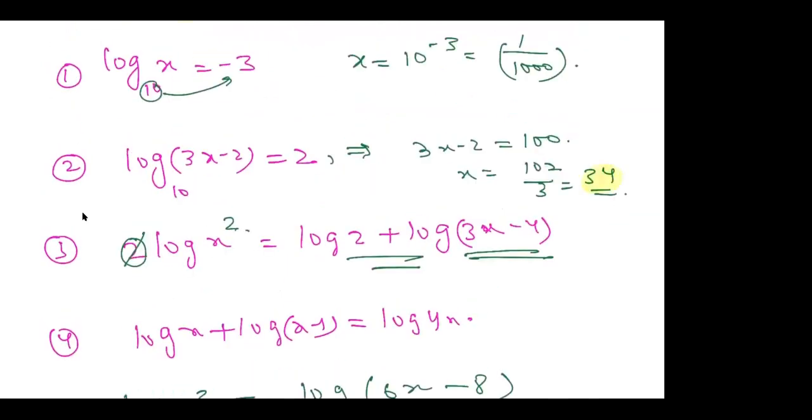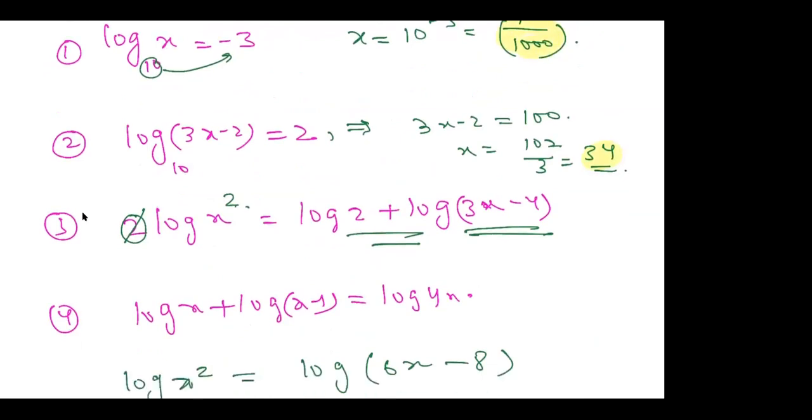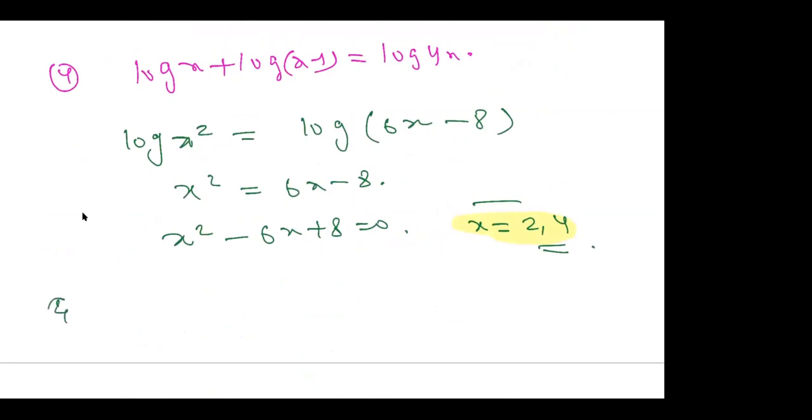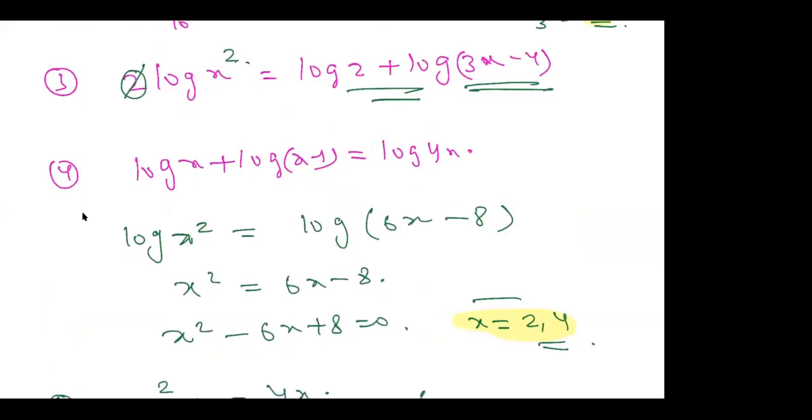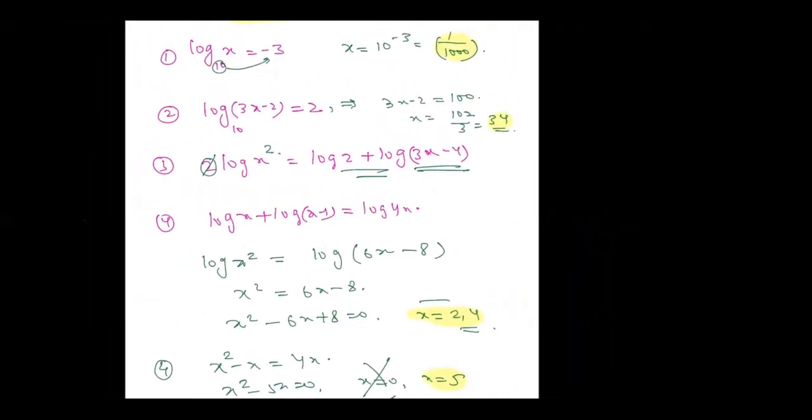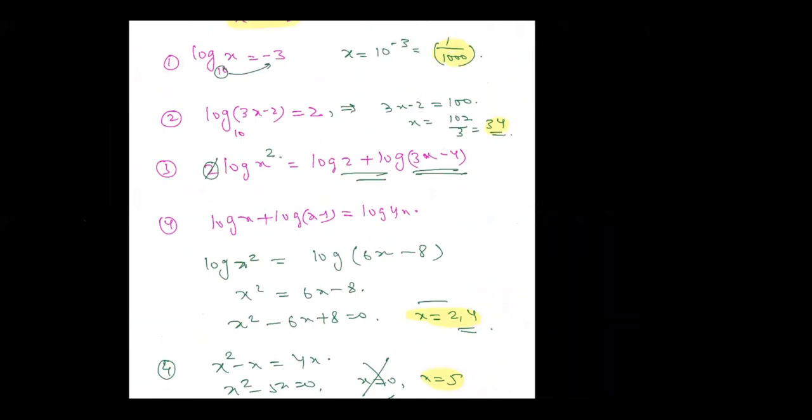For this, I'm getting 34. For this, I'm getting 1 by this. And for the fourth one, x square minus x is equal to 4x. So x square minus 5x is equal to 0. So x is equal to 0 and x is equal to 5. But we know that x is equal to 0 is not possible because any log must always be of a positive number. So only 5 is the answer for this. So I guess everyone is getting this. 1, 2, 3, 4. How many of you got all 4, right? Vamik. Now you are not saying anything yet.